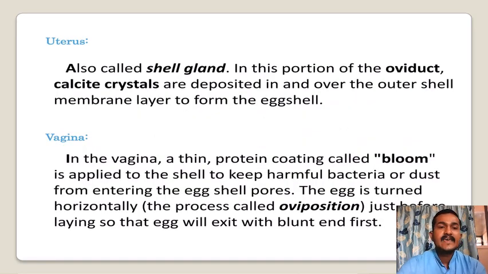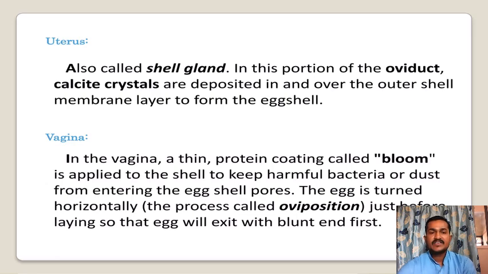When the egg passes into the next organ, that is the uterus, it's also called the shell gland. The uterus is commonly called what? It's commonly called the shell gland. And in this portion of the oviduct, calcite crystals are deposited in and over the outer shell membrane layer to form the eggshell. The main function occurs inside the uterus. What is that?